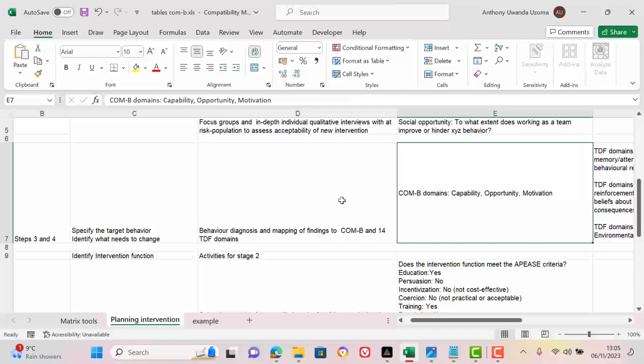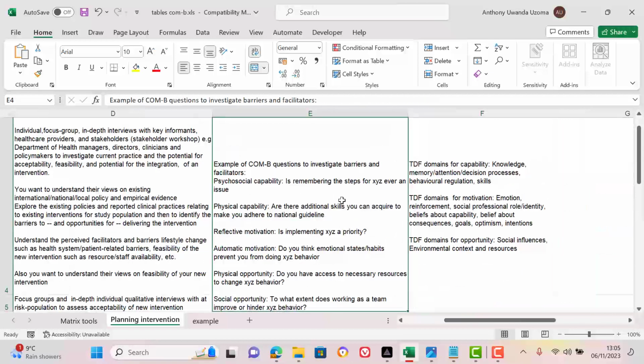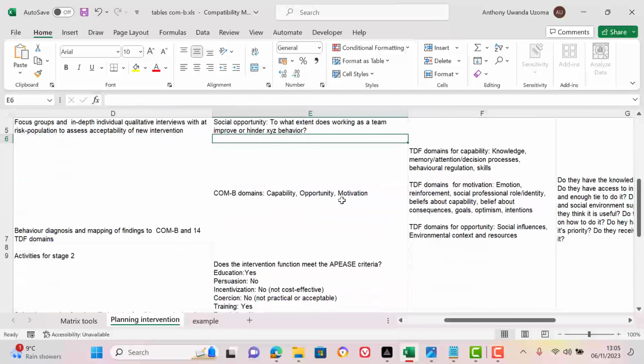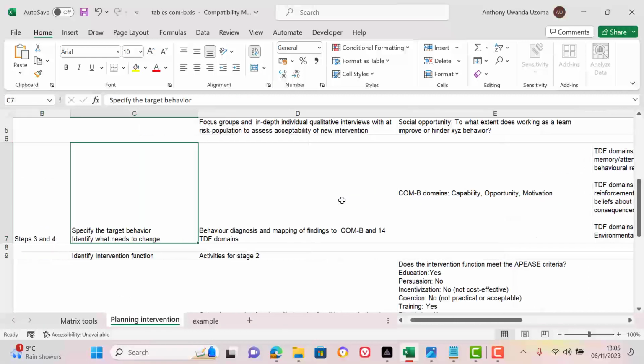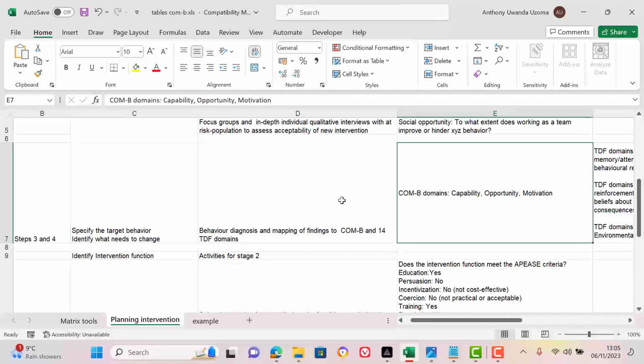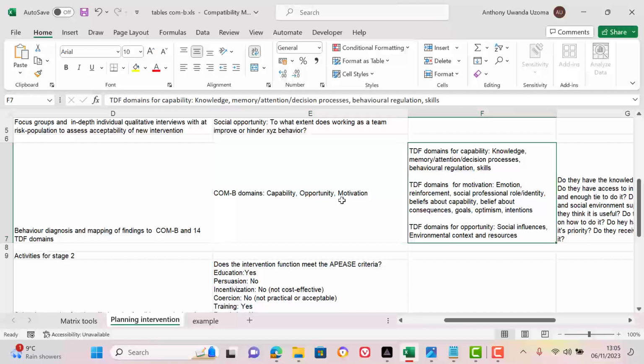Just like we discussed before, by the time you have done your interviews and analyzed the transcripts, you know the various problems that your target population have. You now understand the barriers and their facilitators. All you now need to do is classify them into the domains: capability, opportunity, and motivation, and then also into the TDF domains.